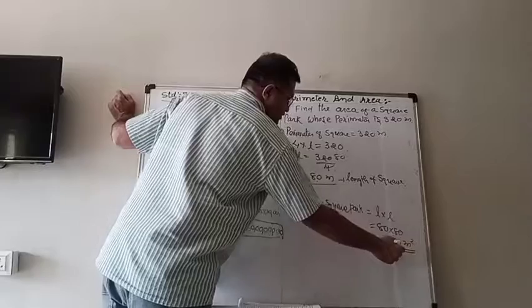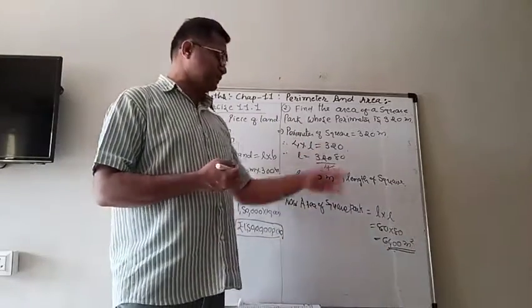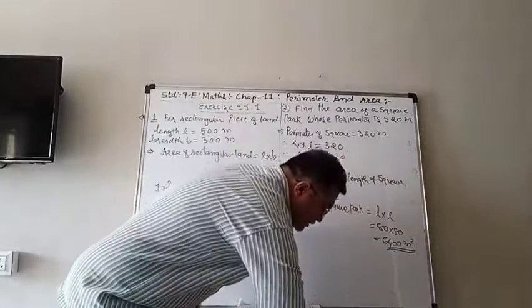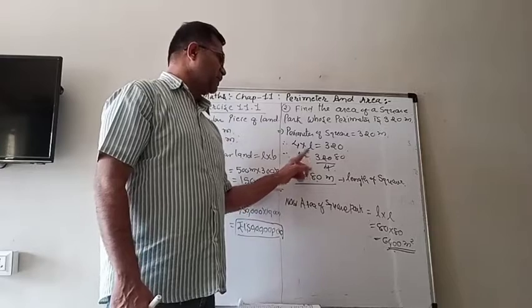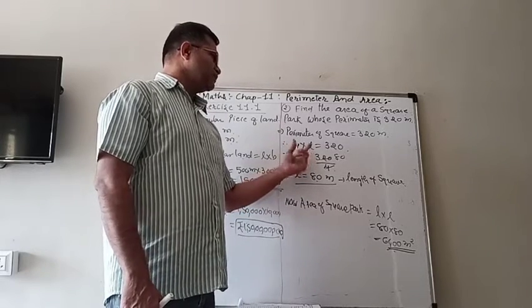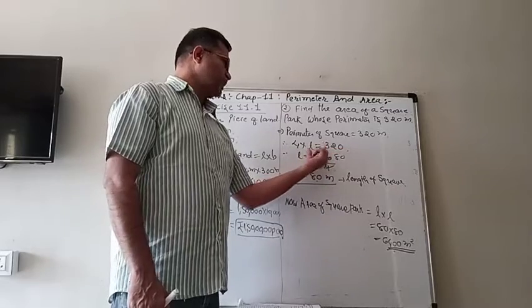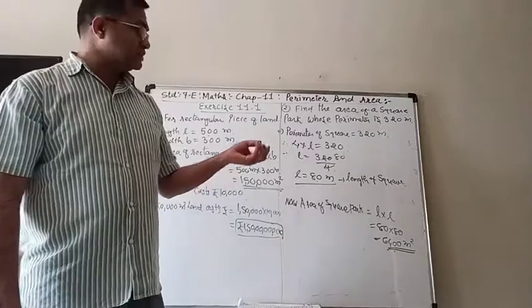So 6,400 meters square. Here, first of all, from the perimeter, we have to find the side, meaning the length of the side of the square. So perimeter is 4L. So 4L is 320. So L is equal to 320 divided by 4, which gives 80.